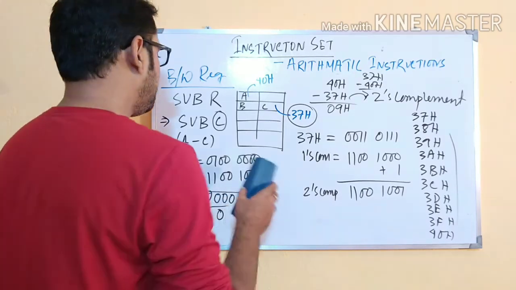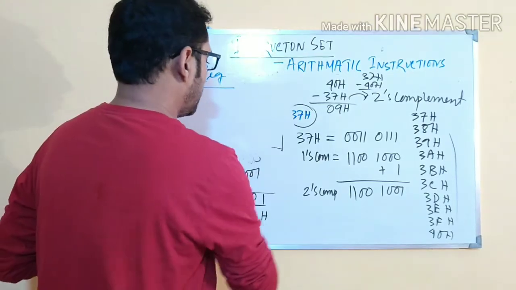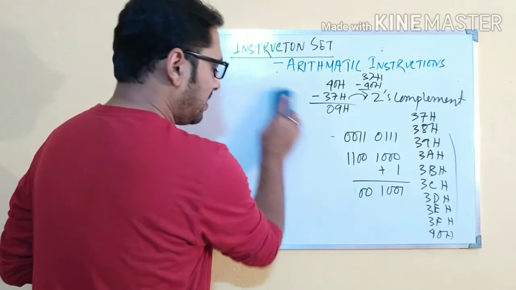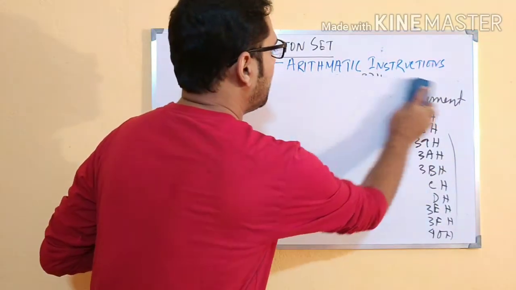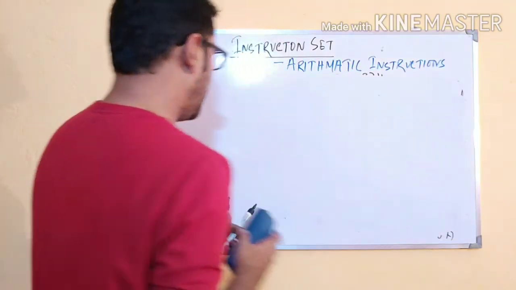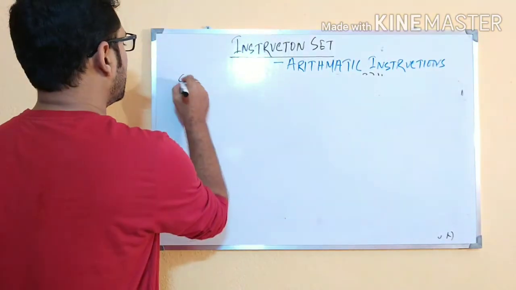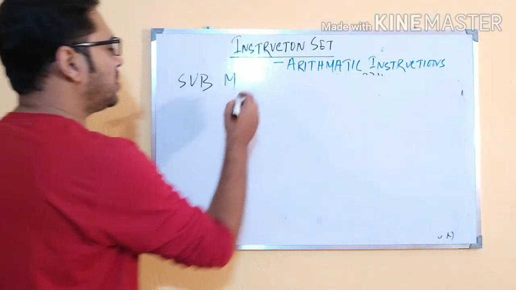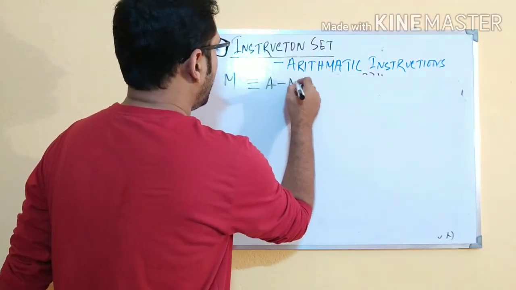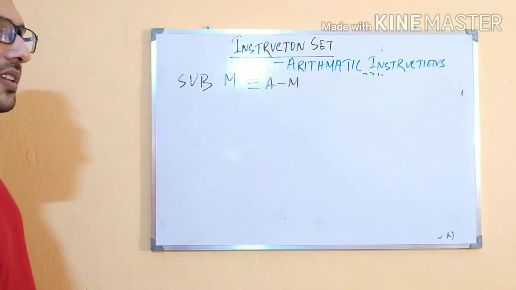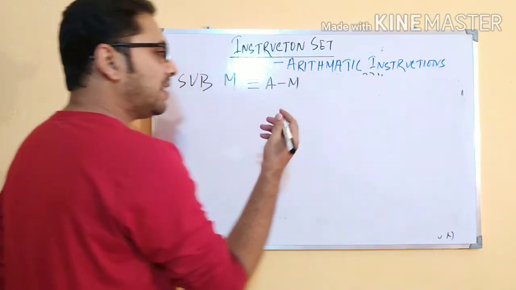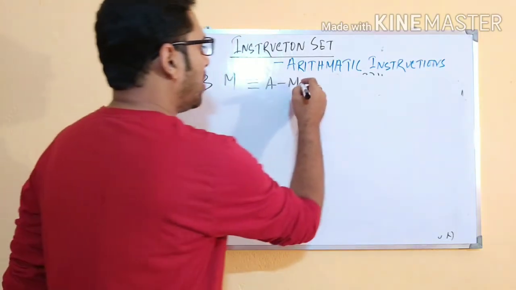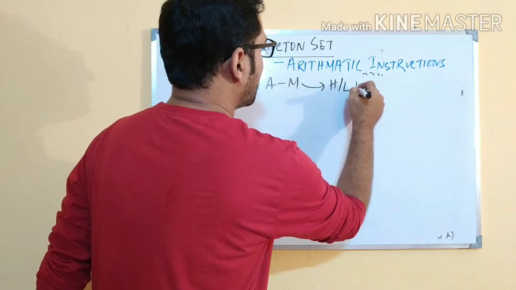The next one is subtraction between the content of the accumulator and the memory. So how to write down this one? The general syntax is this one, SUB space M. So if I write down this one, that means I want to perform A minus M. So once again, what is M? M is the content of the memory register of which location? The location will be denoted by the HL register pair.